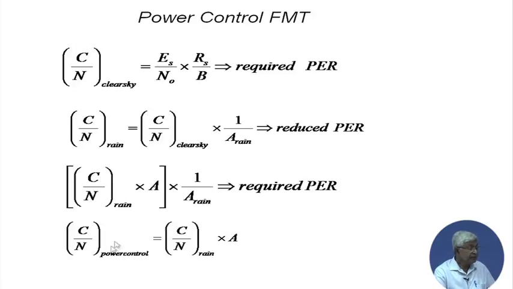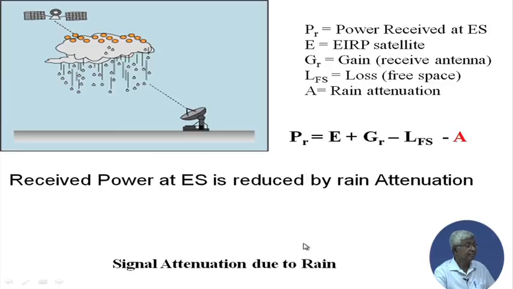So, by C by N power control we mean C by N rain multiplied by A, or in dB it will be plus A, where A is the attenuation due to rain. It is shown in a different way in the picture, as if the satellite is transmitting and the ground is receiving. The power received at the station is PR, and the same equation, PR is the EIRP of the satellite plus the gain of the receive antenna minus the path loss or free space loss minus the attenuation A, so the receive power at the earth station is reduced by rain attenuation.